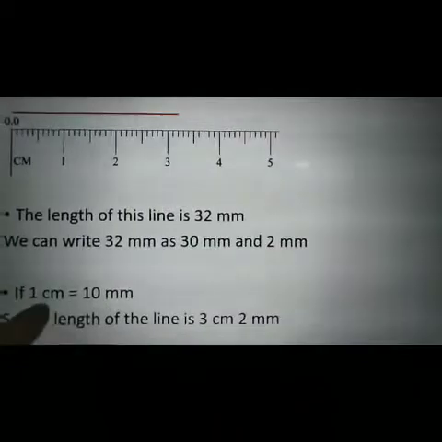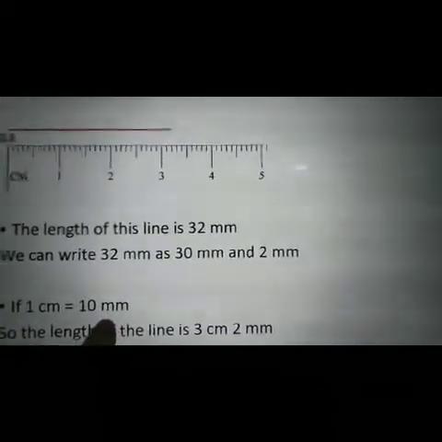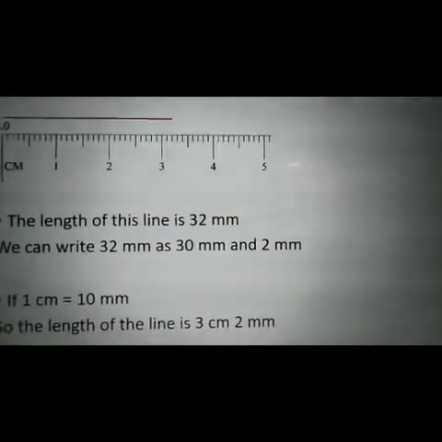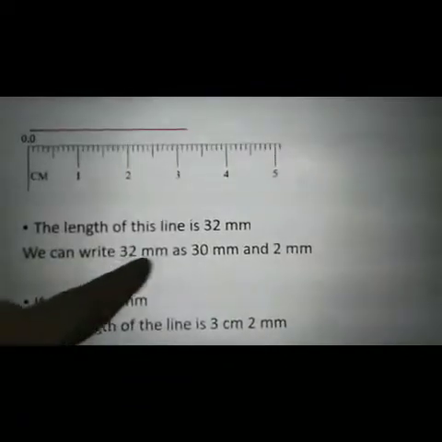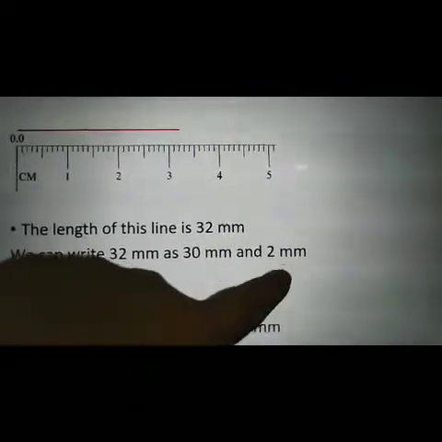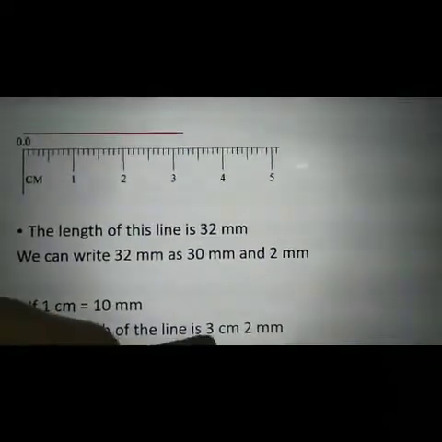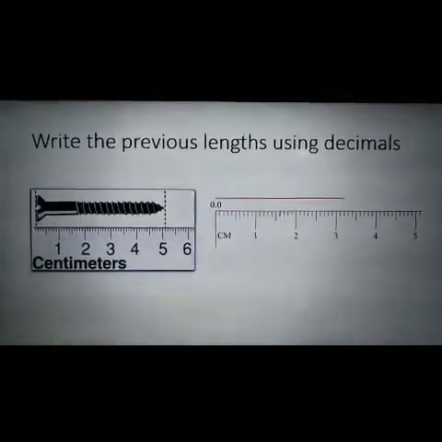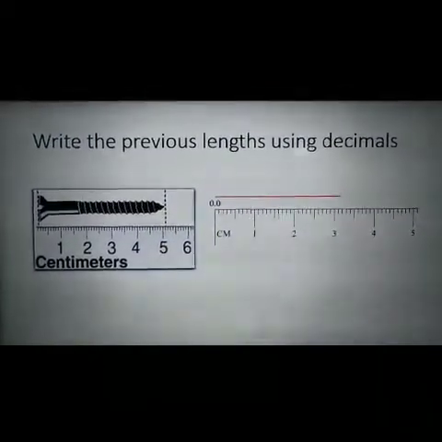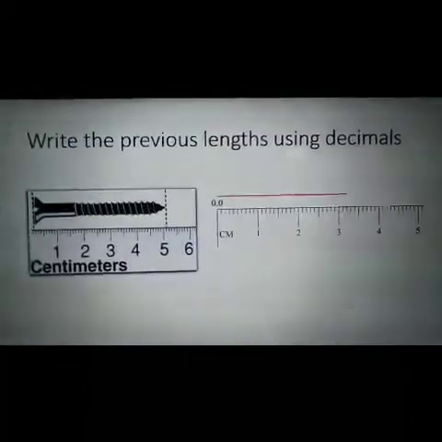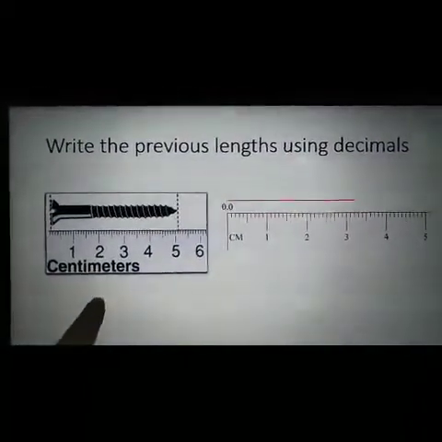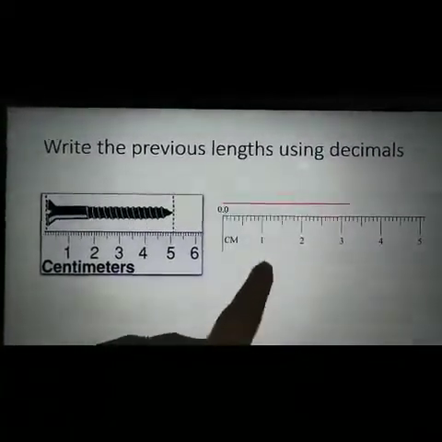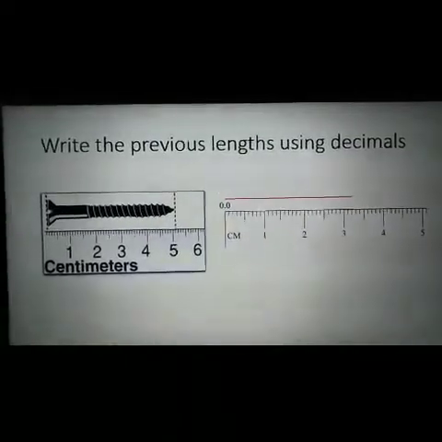So if 1 centimeter equals 10 millimeters, this 30 millimeters will be equal to 3 centimeters. So we can write 32 millimeters as 30 millimeters and 2 millimeters. And again, we can write it as 3 centimeters and 2 millimeters. Now, we are going to write the previous lengths using decimals. Again, the length of the screw is 5 centimeters and 1 millimeter. The length of the red line is 3 centimeters and 2 millimeters.